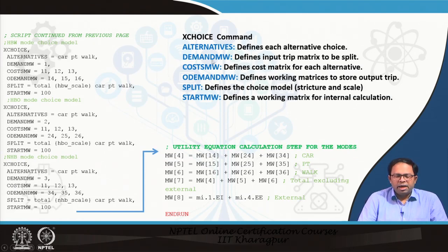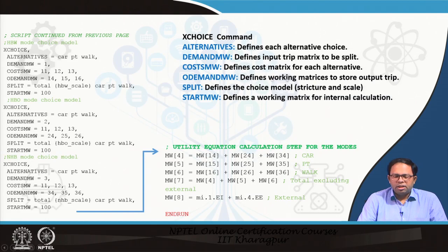Then DEMANDMW defines the input trip matrix to be split. This is the input trip matrix that has to be divided into the different modes. COSTMW defines the cost metric for each alternative. For example, from zone to zone we also have a cost for each mode, and that is what is included in this particular matrix. And ODMW defines the working matrices to store output trips. So this is the output matrix.